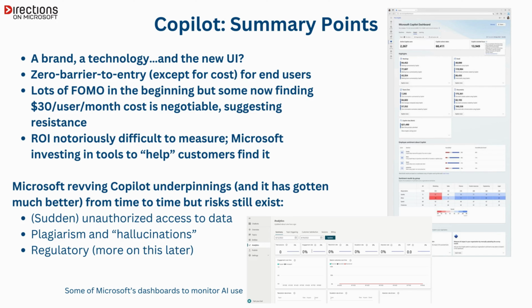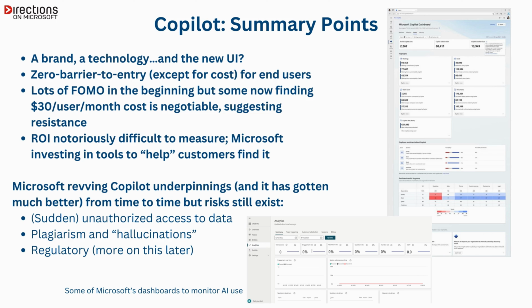In the early days of Copilot, there was a lot of FOMO, but we're now finding that that $30 per user per month cost may be negotiable with Microsoft, suggesting there's some price resistance. And the reason for that may be that the ROI is notoriously difficult to measure. It's hard to say if you're writing 20% or 30% more contracts today than you were the day before you got Copilot. Microsoft is investing in tools to help customers find the ROI, and we've written a bunch of reports about it, and the directions are on Microsoft's site.